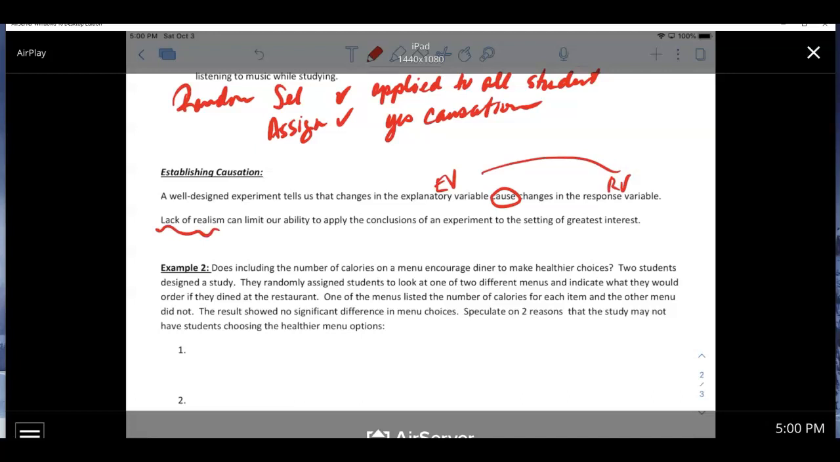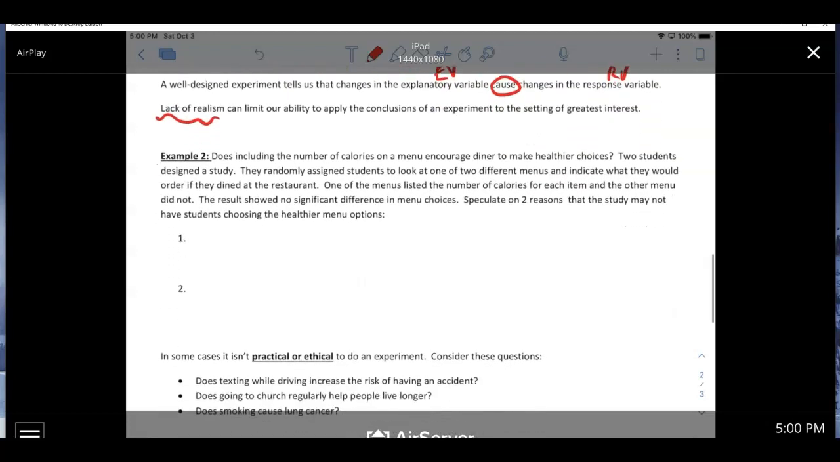So this would be something like where we try to simulate something, but we do such a bad job of it that everybody knows we're faking something. So it should seem realistic, right? I'm going to skip over this one, but it says speculate 2 reasons that the study may not have students choosing the healthier menu options.